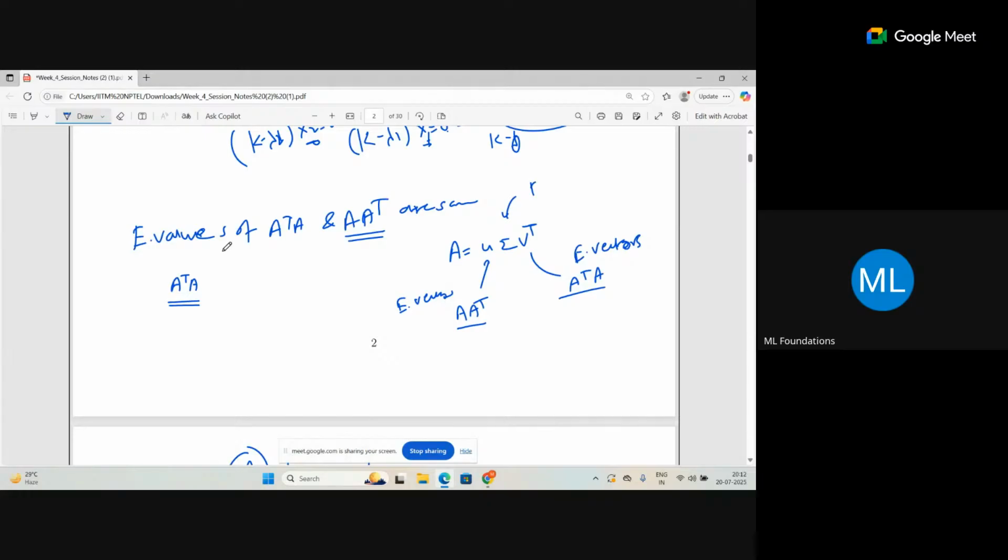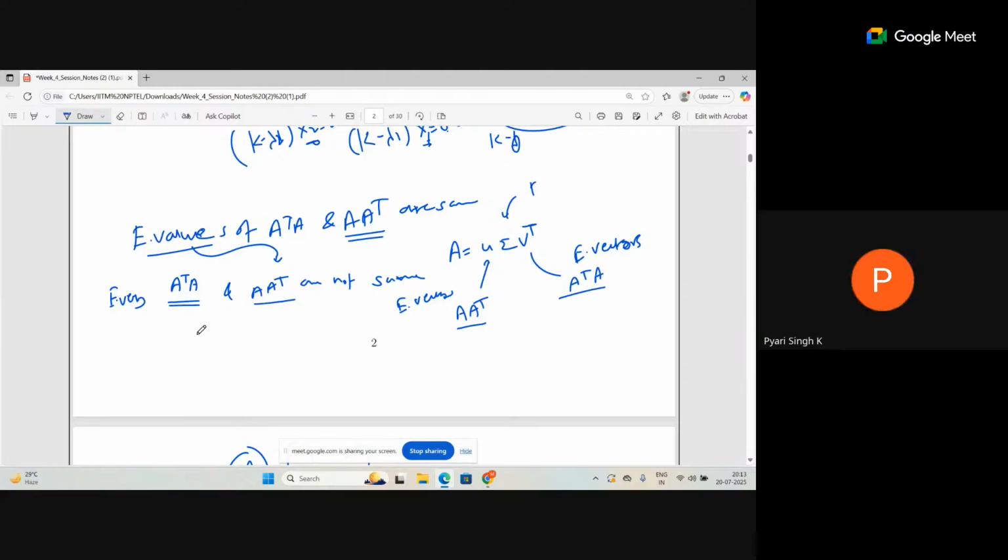That is not a special case. It is always true for any kind of matrix you take: you do A transpose A and A transpose, and the eigenvalues are going to be the same. But the eigenvectors of A transpose A and A transpose are not the same. Once you find the eigenvalues, you can use them to get the eigenvectors of A transpose, because the eigenvalues are the same anyway.